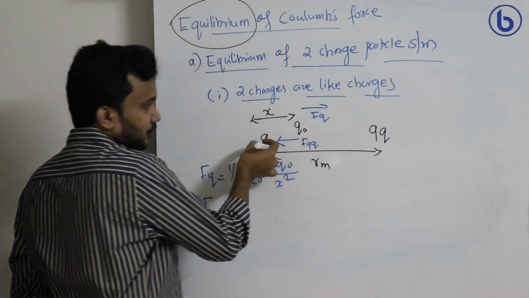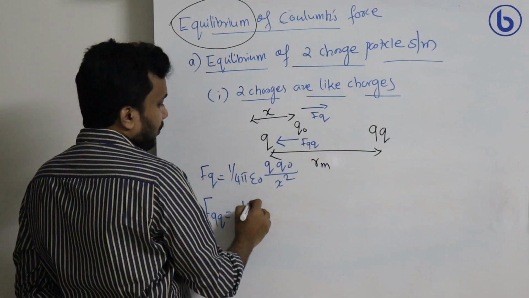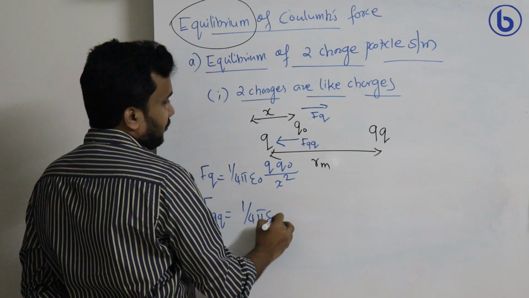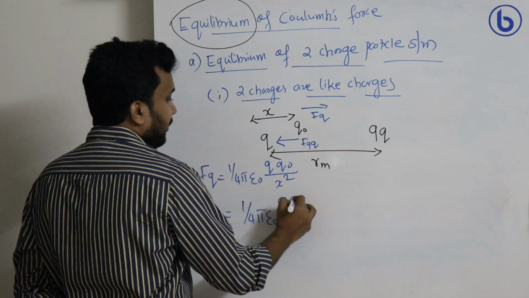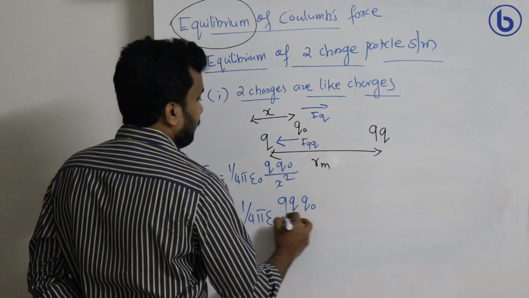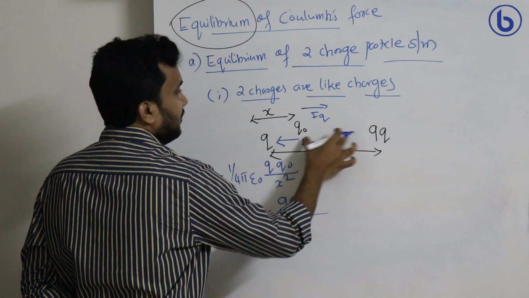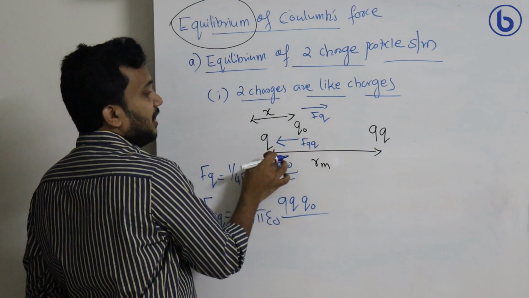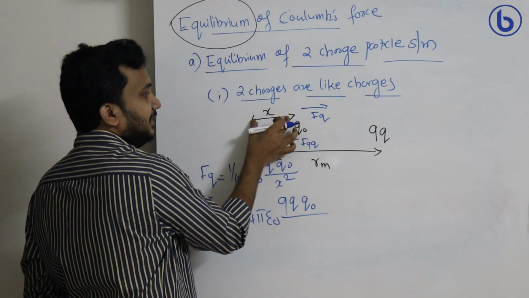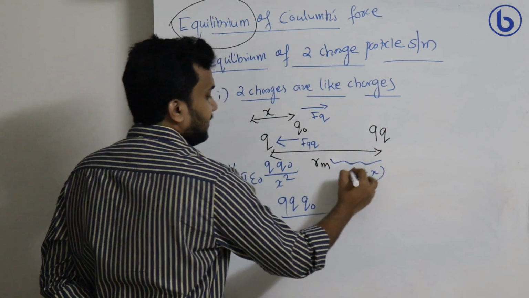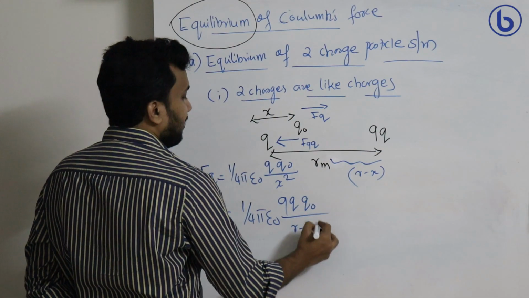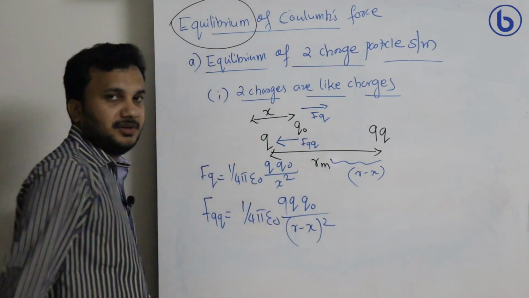Okay, next, force due to 9Q charge. Force due to 9Q charge is like this: 1 by 4 pi epsilon 0 Q1 Q2. What are the Q1 and Q2? One is 9Q, another one is Q0, divided by, what is the distance between these two? Total distance is R meter. Here it is X gone. So what is the balance distance? R minus X. So we'll put it as R minus X the whole square.